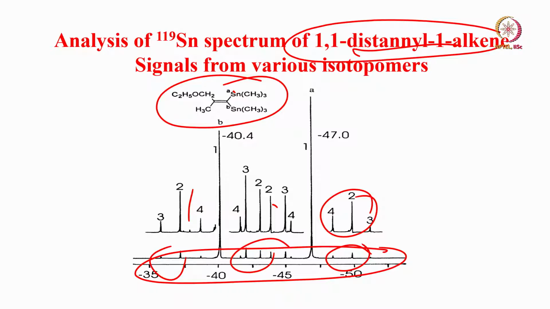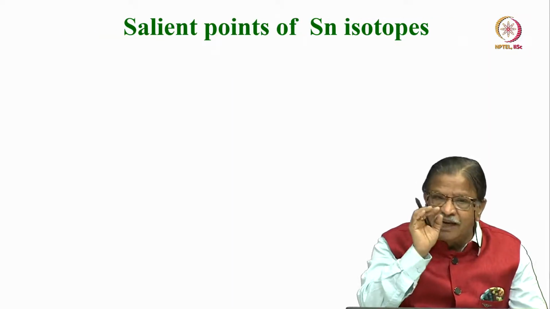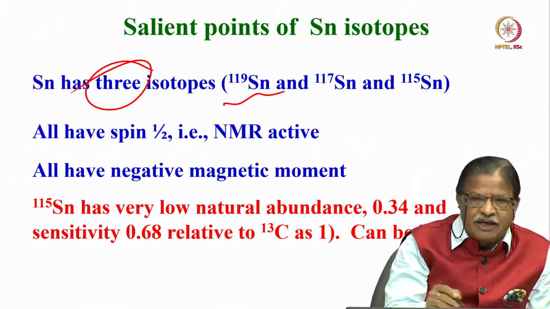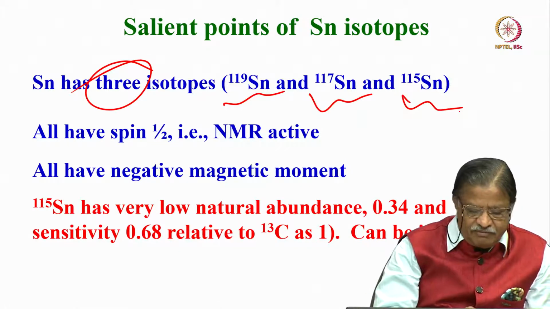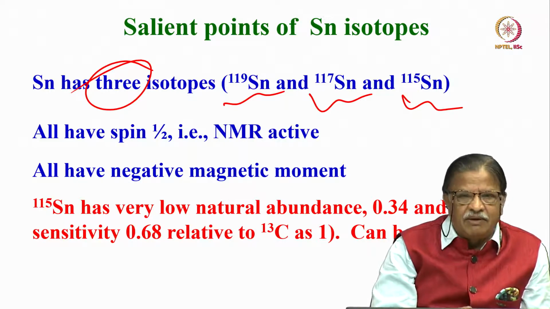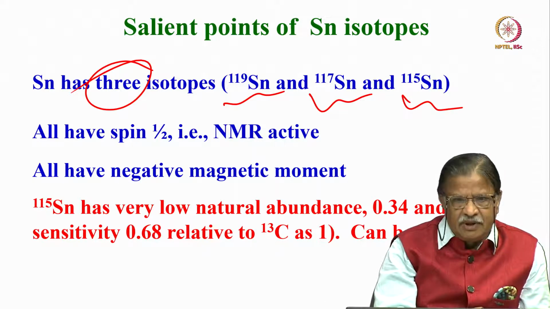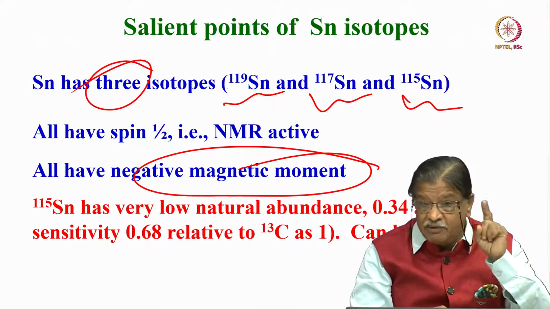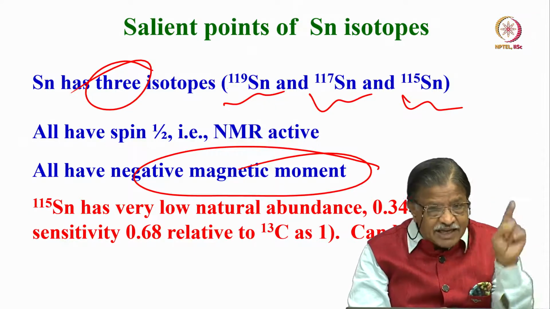Why is the spectrum so complex? There are only two tin nuclei here, but the spectrum is very complex. But remember, none of them are impurities or anything. They are real peaks from the sample. Then how do you interpret it? So first, before that, we understand what are the salient points of the tin isotopes. Tin has three isotopes: tin 119, tin 117, tin 115. Interestingly, all are NMR active, all are spin-half nuclei. Also, an interesting point is all of them have a negative magnetic moment. What does it mean? I explained to you. Remember, if it is a negative magnetic moment, the sense of their precession is opposite.